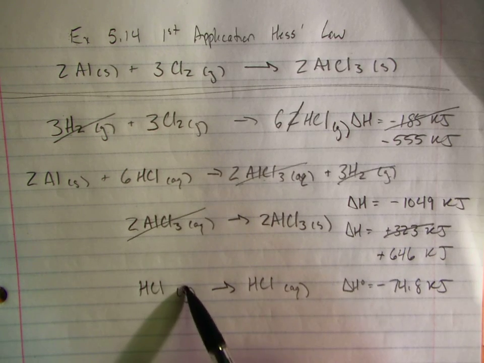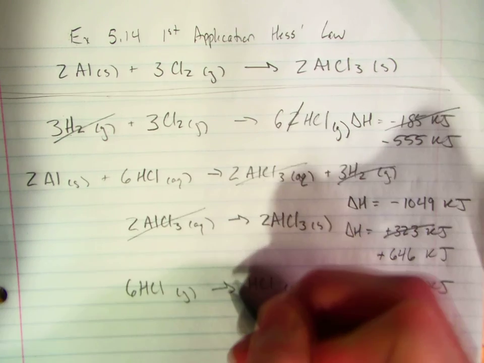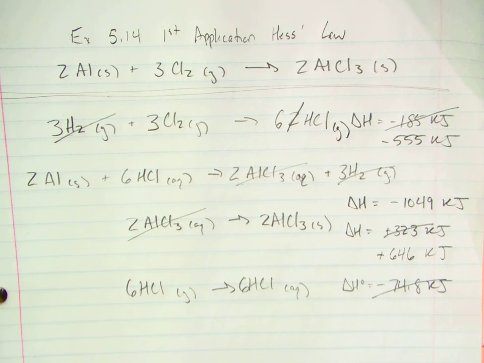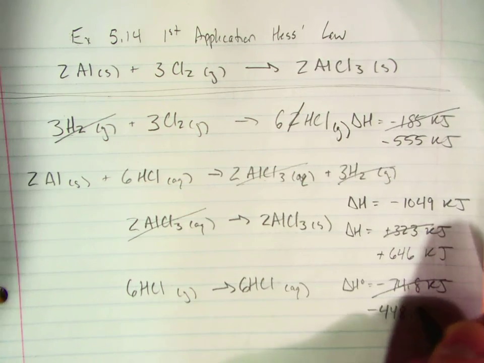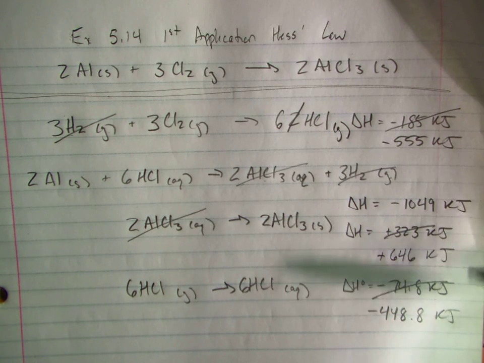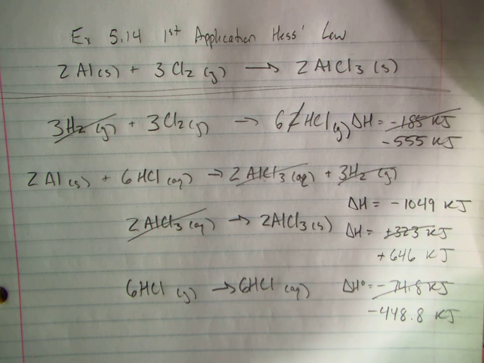But I don't just need one of these to cancel those guys out. I need 6 of them. So I multiply this whole reaction by 6. I multiply negative 74.8 times 6. That gives me negative 448.8 kilojoules. And notice every time when I've been doing math, I've crossed out the old numbers just so I don't mistakenly add them in later on.